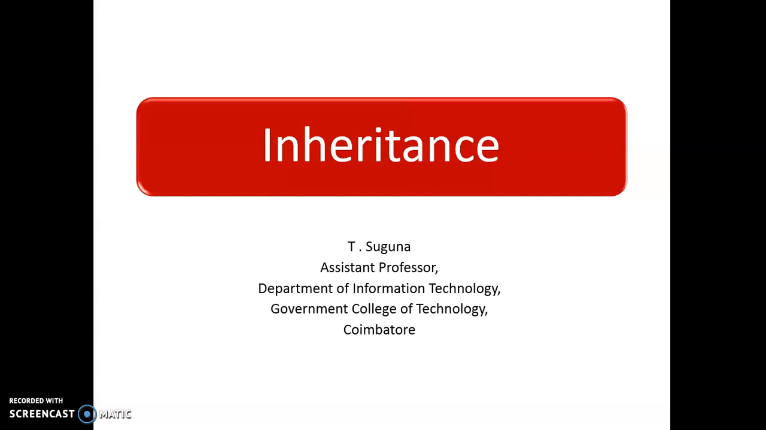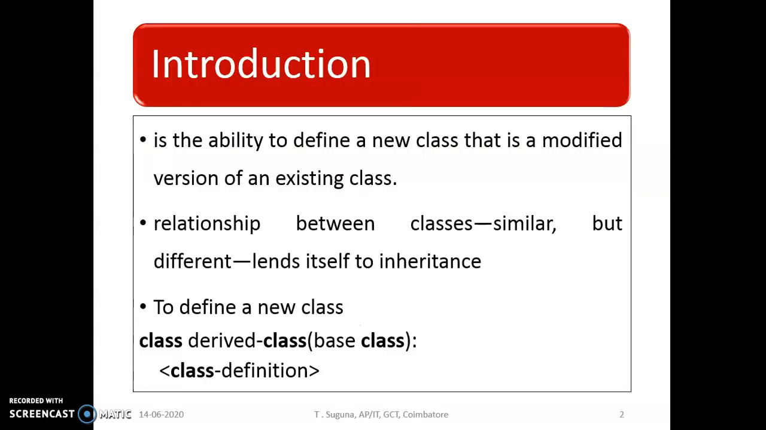In this video, we are going to discuss inheritance in Python programming. We define inheritance as the ability to define a new class that is a modified version of an existing class. This shows the relationship between classes. The relationship may be similar but different.